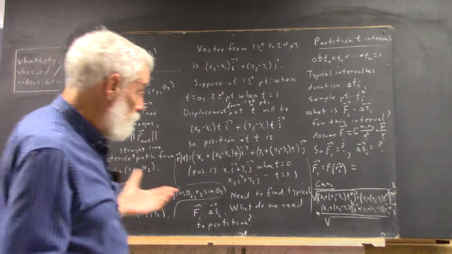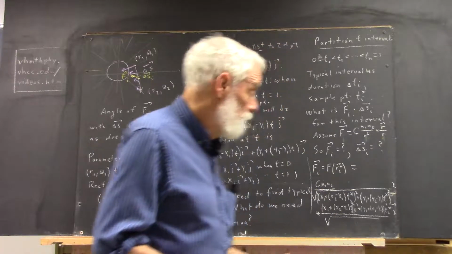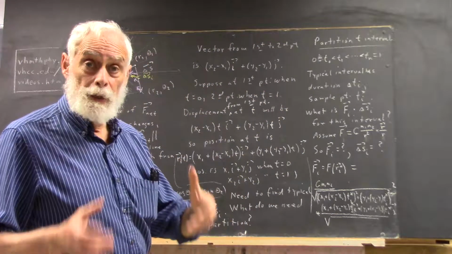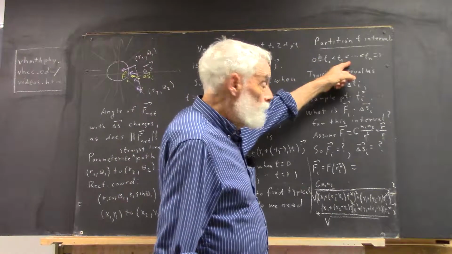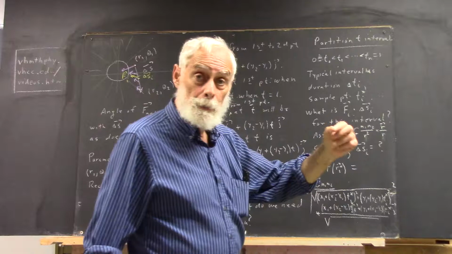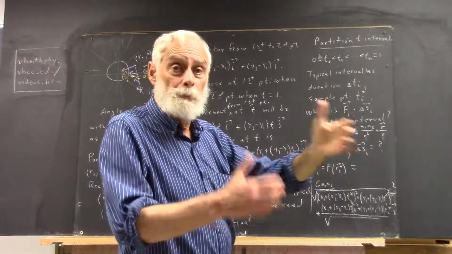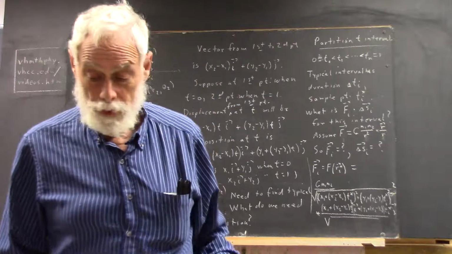That's our typical force. That's our force corresponding to the ith subinterval. That's the force we get if we take our ith subinterval of our partition of t and use the sample point t sub i star that's between t sub i minus 1 and t sub i. Okay, we'll continue.